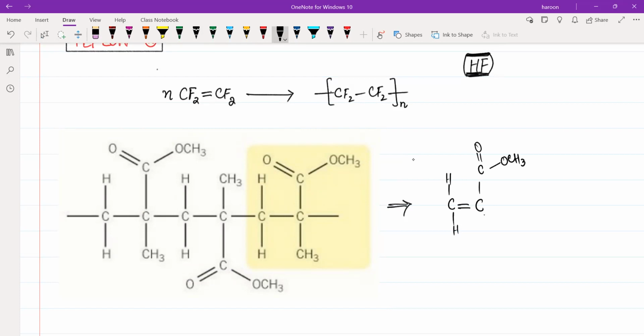So which type of polymer is it? A condensation? Sorry? Addition. Yes. Good. Okay. If I break this molecule from this side, then which type of polymer will it be? A condensation. Yes. Okay, good, good.